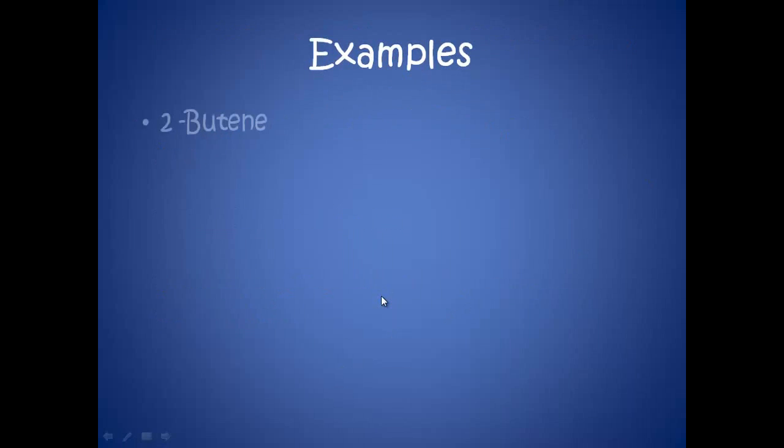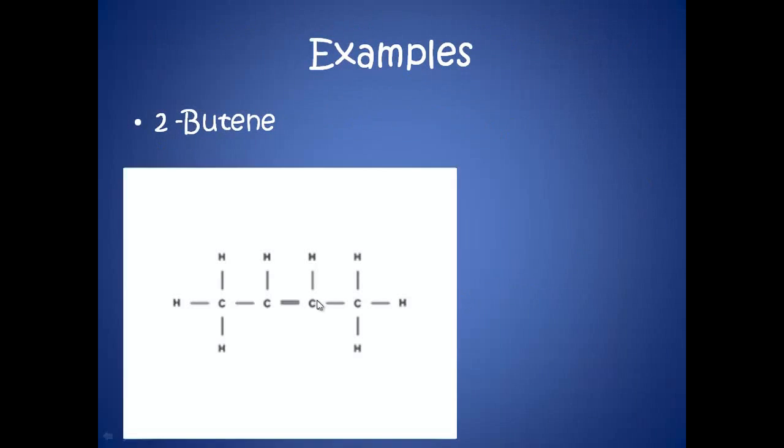Examples. First one, we have butene. We have but, that means 4 carbons, and -ene that has a double bond. And we fill the carbons with the hydrogens they need.